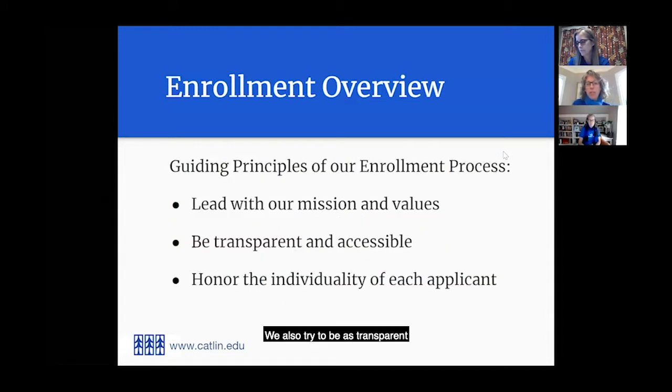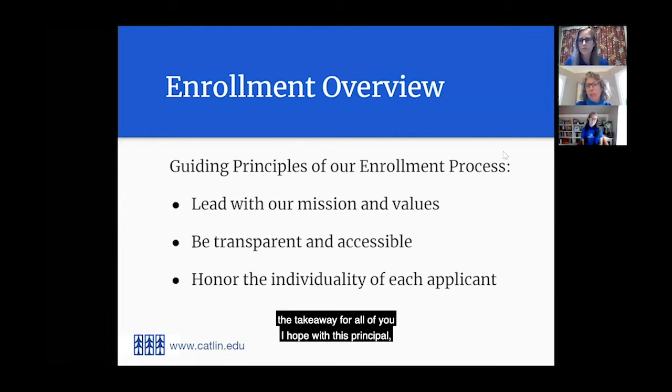We also try to be as transparent and as accessible as we can. We know that the admission process can feel very mysterious, can feel very much behind the curtain. How does it all work? And we want instead for you to feel informed and supported through the process. So there are no silly questions.